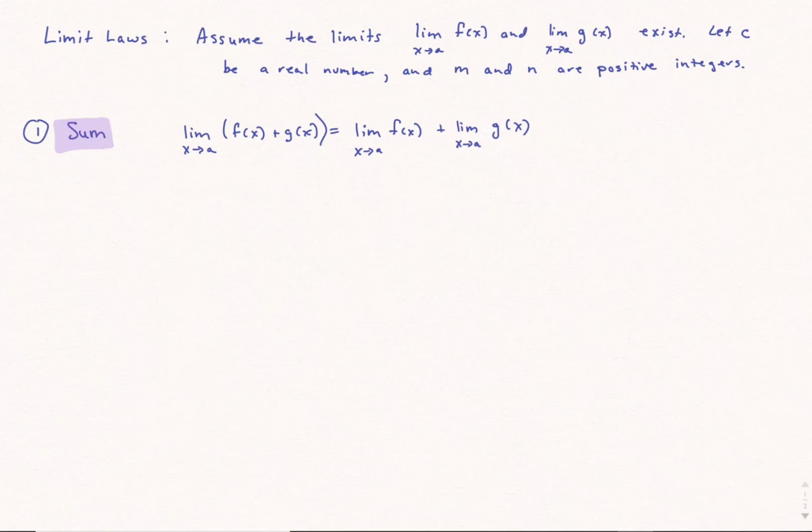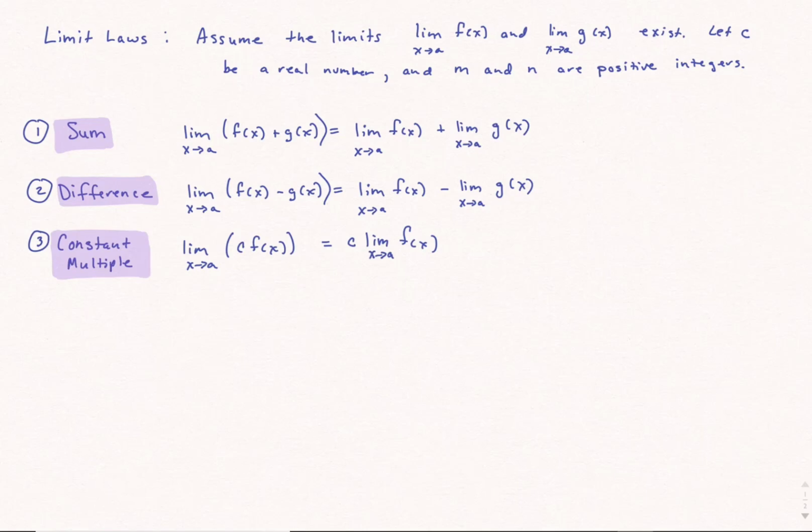My first limit law is the sum limit law. It says if I have the limit as x approaches a of f of x plus g of x, it's equal to the separate limits, that is the limit as x approaches a of f of x plus the limit as x approaches a of g of x. The next limit law is the same thing, but we're dealing with subtraction. The difference limit law is exactly what you'd expect.